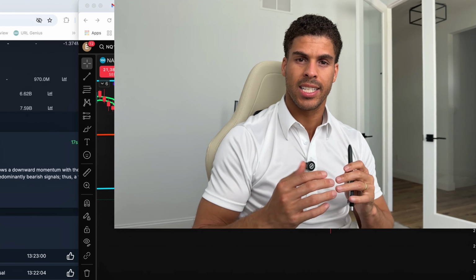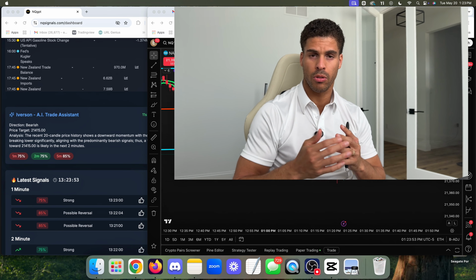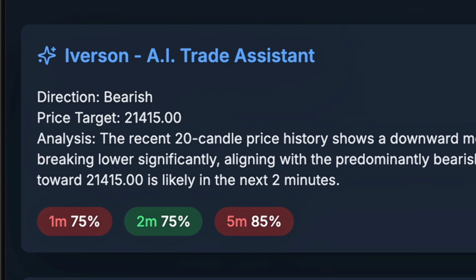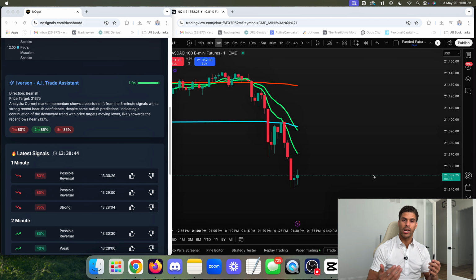So the first thing I did is I wanted to make every single signal incredibly clear. At first, we had a lot of language inside of these signals, and it was a lot to parse through and try to figure out what Iverson was telling you to do. So we simplified it. We have a direction, a price target, and then a rationale. That's number one. Now, the next thing I updated was the price target.